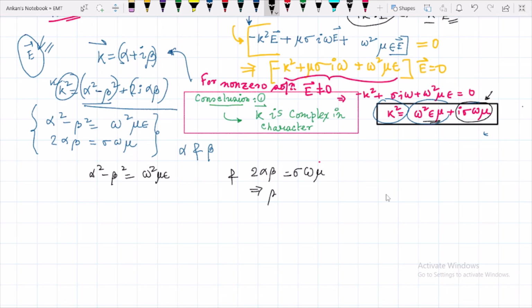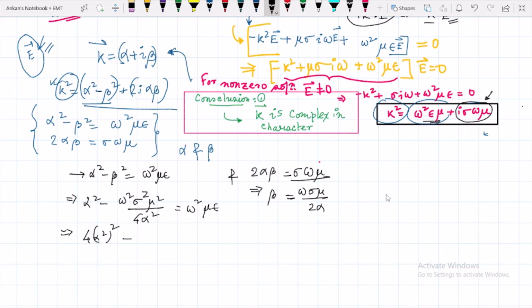So from here we can also write beta is equal to omega sigma mu divided by 2 alpha. By substituting this beta in this equation, you will be able to obtain alpha square minus omega square sigma square mu square by 4 alpha square is equal to omega square mu epsilon. From this you will get alpha square whole square minus, if you take LCM as 4 alpha square, then this will be this and this will be this. So this is the epsilon term involved.